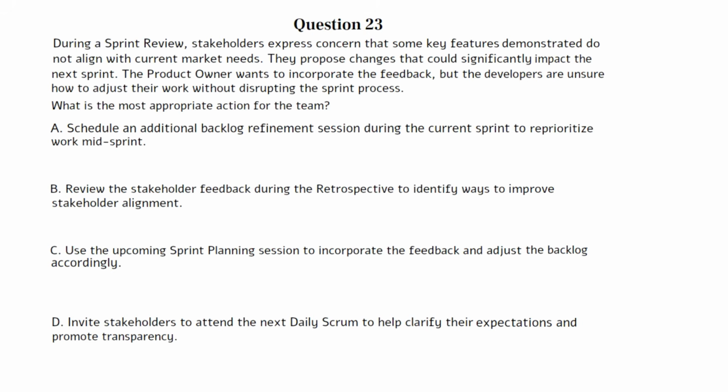A. Schedule an additional backlog refinement session during the current sprint to reprioritize work mid-sprint. B. Review the stakeholder feedback during the retrospective to identify ways to improve stakeholder alignment. C. Use the upcoming sprint planning session to incorporate the feedback and adjust the backlog accordingly. D. Invite stakeholders to attend the next daily Scrum to help clarify their expectations and promote transparency. You can pause the video here if you need more time to work on the question.